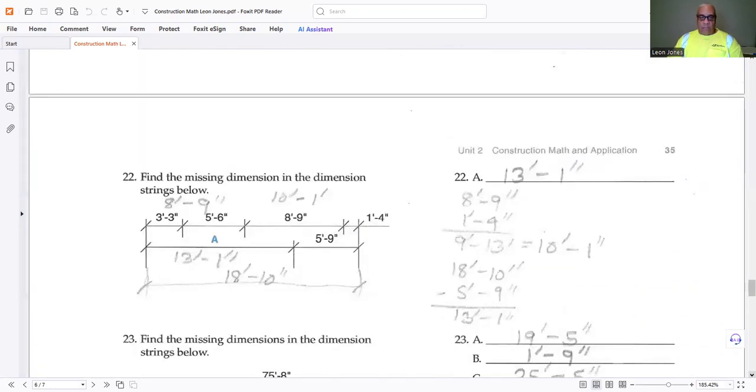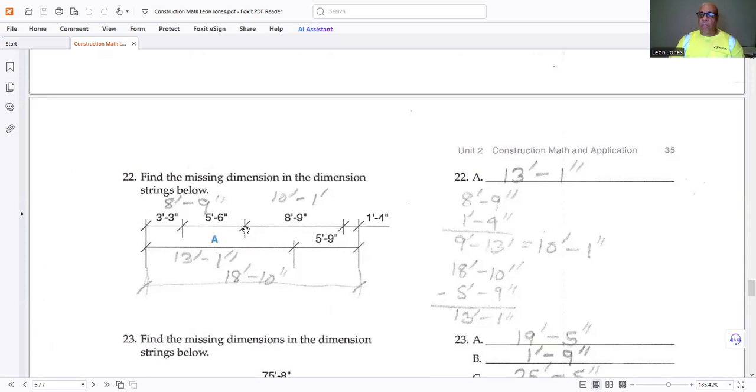Find the missing dimension. These are architectural plans. You do the same thing. You add everything up, you get the total. You can find it here as well. So the total that we have is 18 feet 10 inches, and you put everything in there. You get all of these dimensions, and they should be equal.